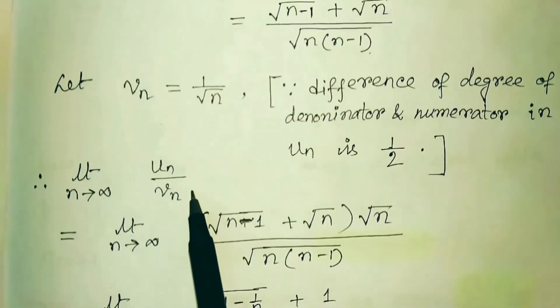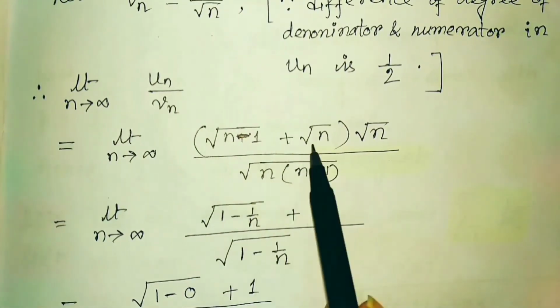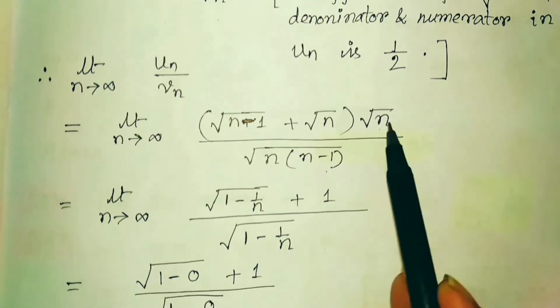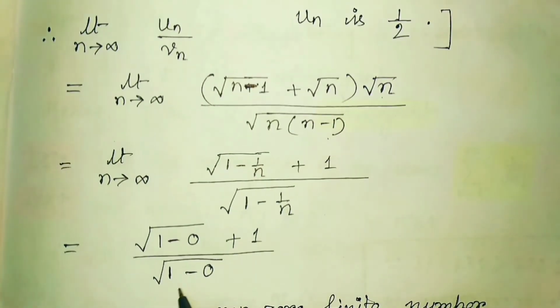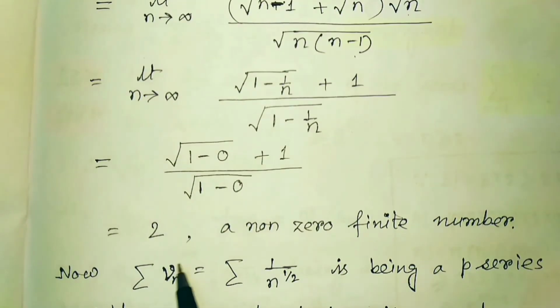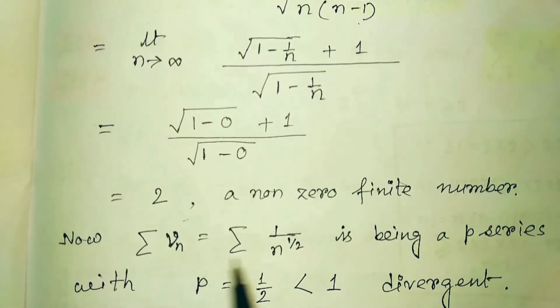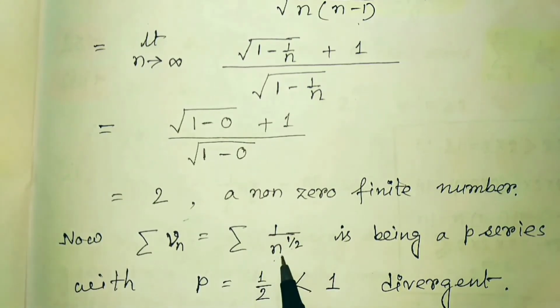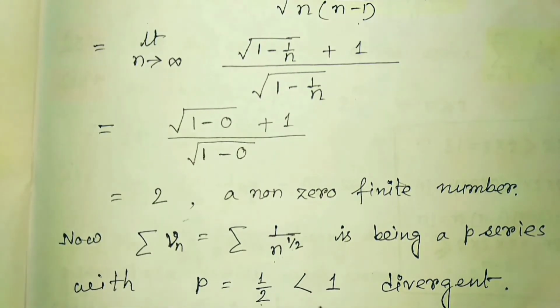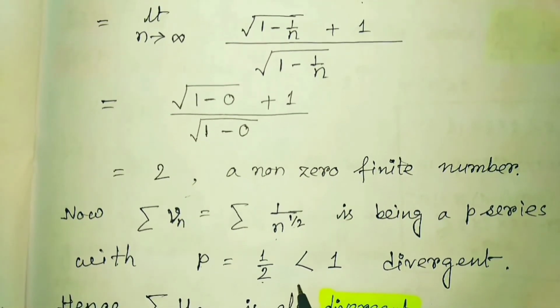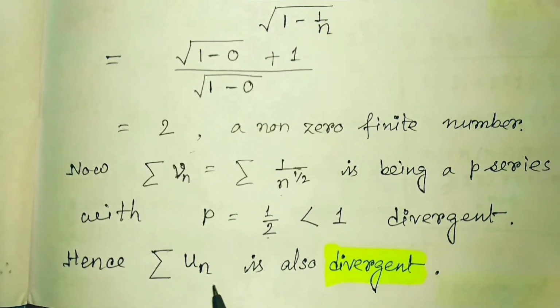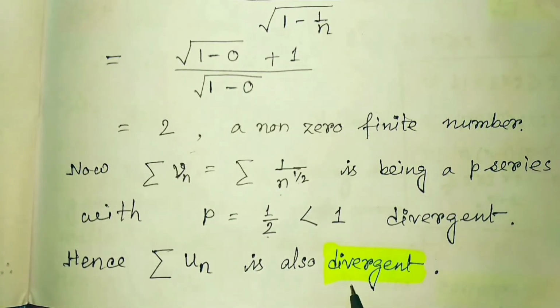Now we just apply the comparison test here. We substitute un, this value, and Vn is 1 upon root n, that is root n is here in the numerator. So we simplify, and if we apply the limiting value, we will find this value is 2, which is a non-zero finite number. Again, as per our choice, Vn is 1 upon root n, that means the power is 1 by 2. And this is again a P series, where the P value is half, which is less than 1. When it is less than 1, it is a divergent series. So from here we can say that un is a divergent series.